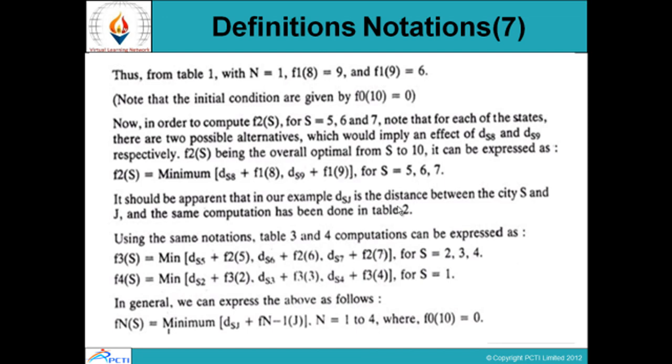Using the same notation, table 3 and 4 computations can be expressed as f3(s) equal to minimum of d(s5) plus f2(5), d(s6) plus f2(6), d(s7) plus f2(7) for s equal to 2, 3, 4, and f4(s) equal to minimum of d(s2) plus f3(2), d(s3) plus f3(3), d(s4) plus f3(4) for s equal to 1. In general, we can express the above as fn(s) equal to minimum of d(sj) plus f(n minus 1)(j), where n equal to 1 to 4, where f0(10) equal to 0.